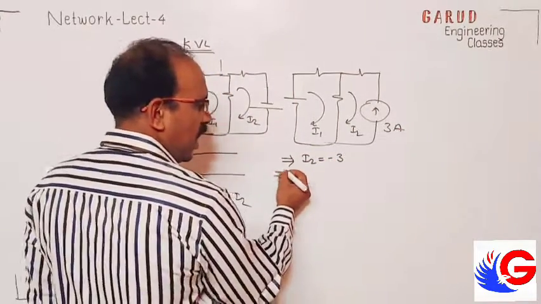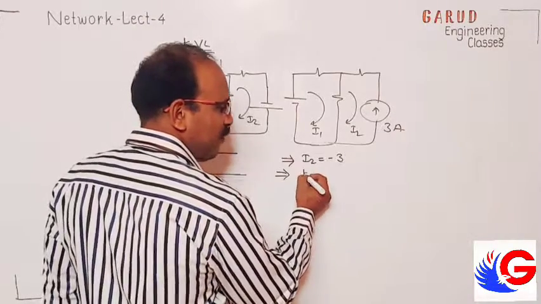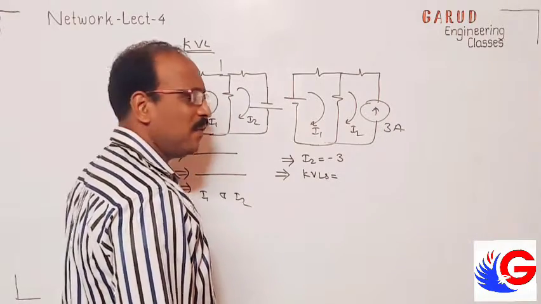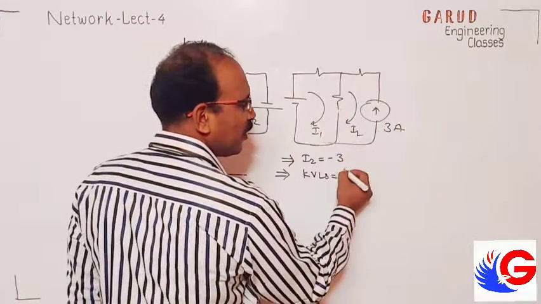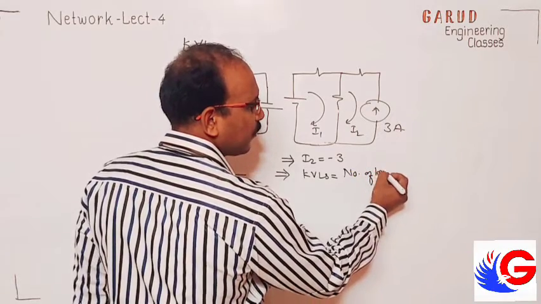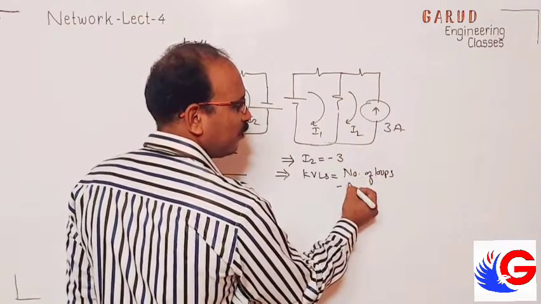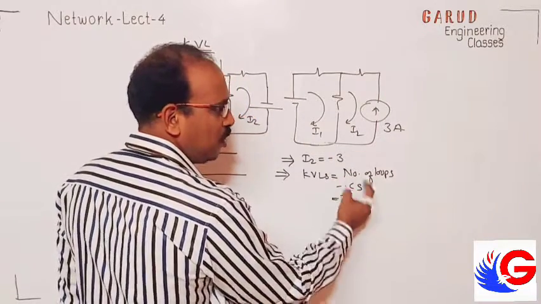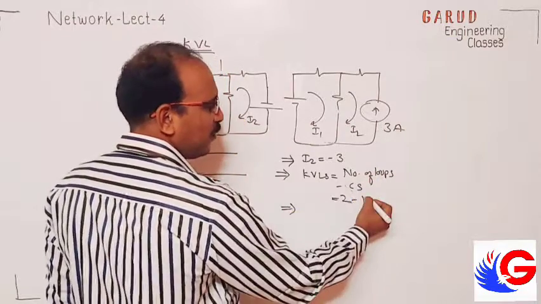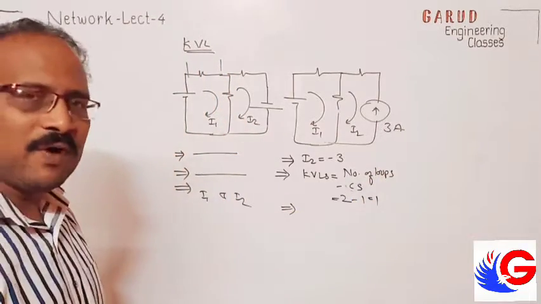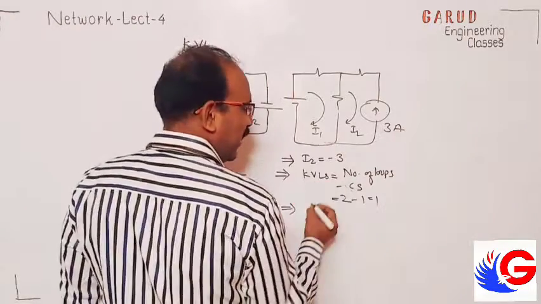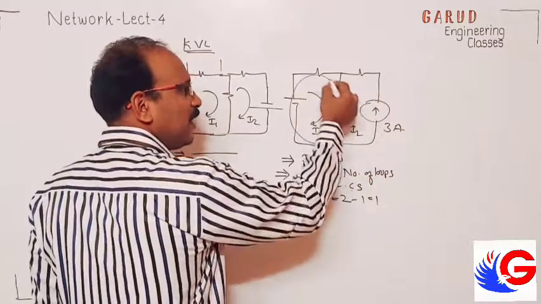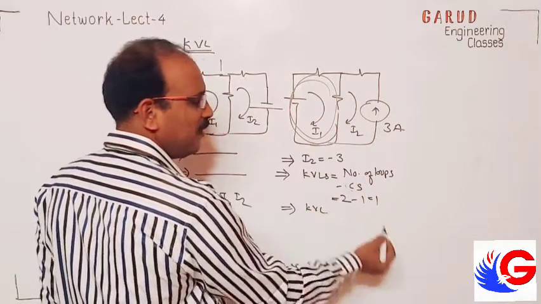Rule number 2. How many KVLs are required? Find out. KVL equations required equal the number of loops minus the number of current sources. So here the number of loops is 2 but the current source is 1, so only 1 KVL is required for the solution. While writing KVL, we don't have to consider the path of the current source. So this is the only path where we write the ordinary KVL.